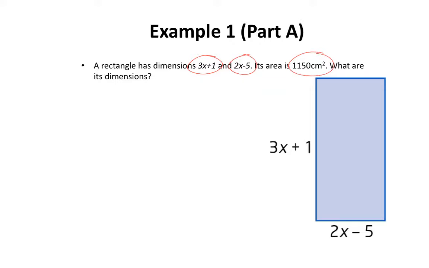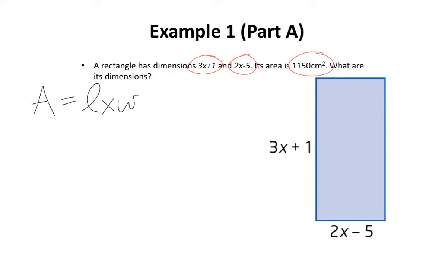We all know what the area of a rectangle equation is, and the equation is area is equal to length multiplied by width. You'll notice that I'm using a handwritten L instead of a printed L. The reason is a printed L sometimes can be confused for a number 1.